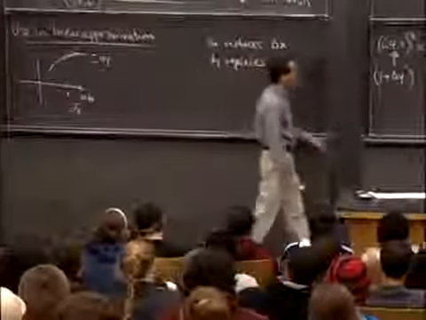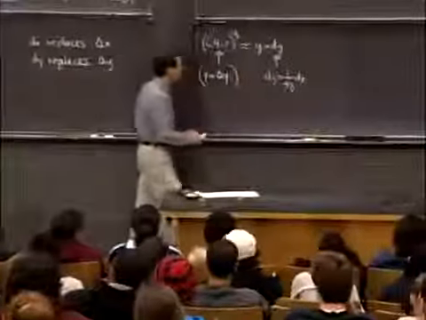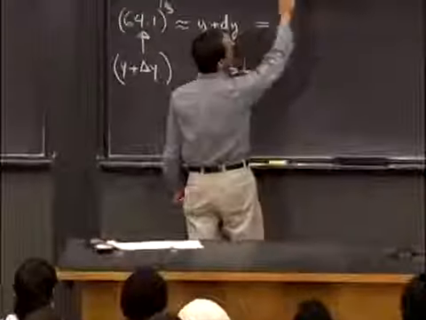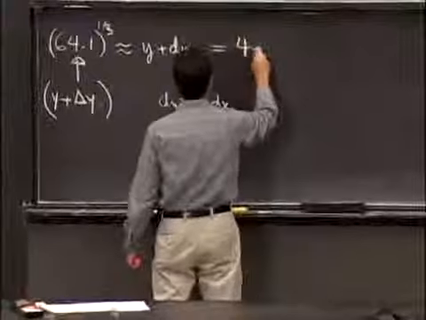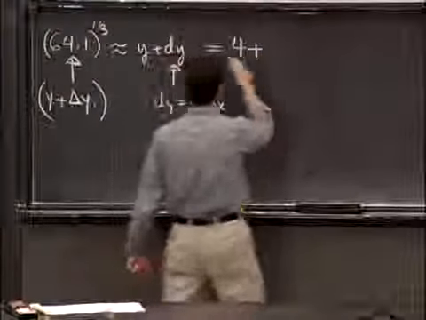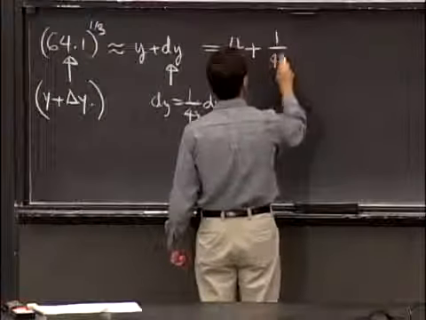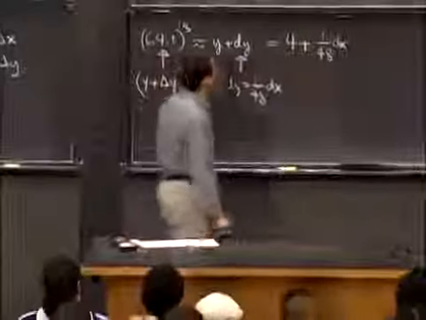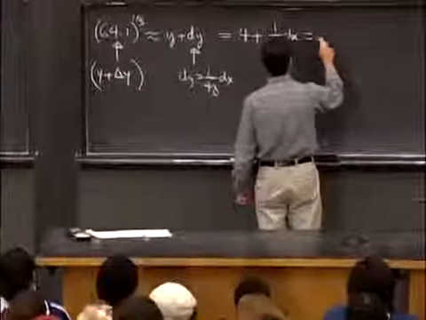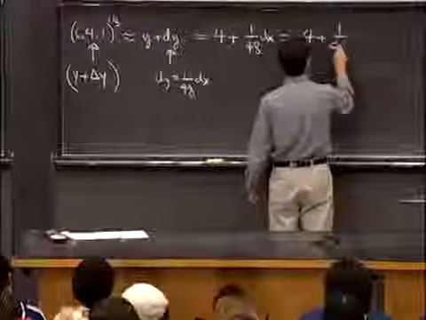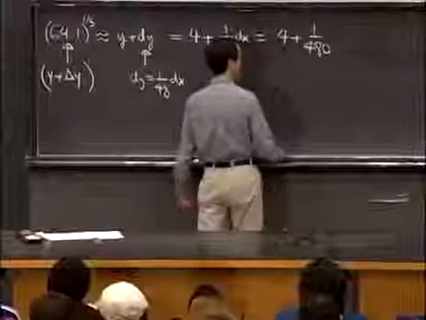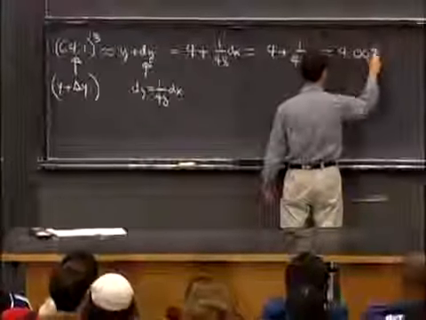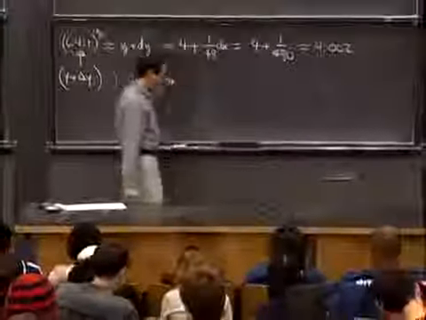All right, so this is the approximation, and now I can just calculate these numbers. y at this value is 4, and dy, as I said, is 1/48 dx. That turns out to be 4 plus 1/480, because dx is a tenth. So that's approximately 4.002, and that's our approximation.